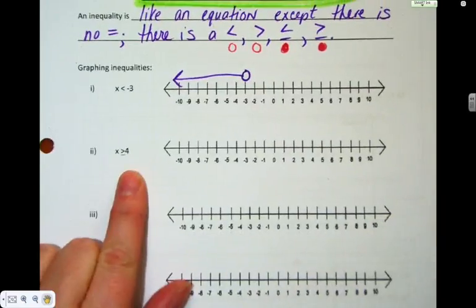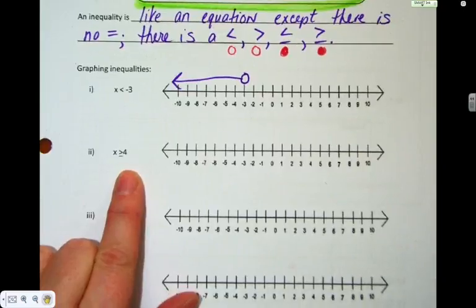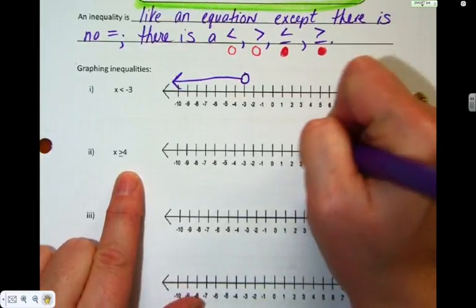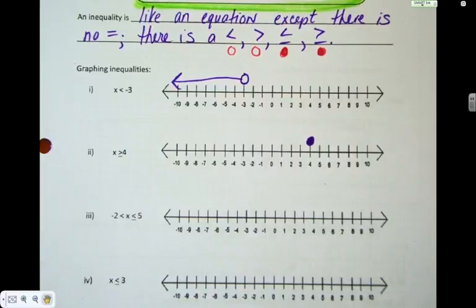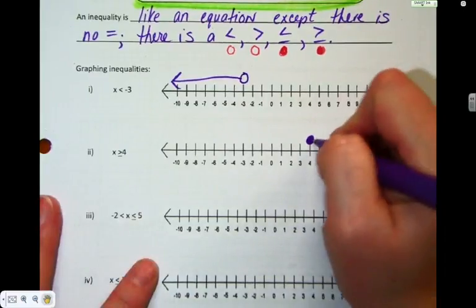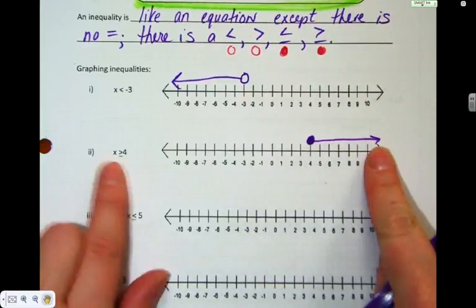So how would we graph this one? Well, we go to 4. We decide open dot or closed dot. Closed, why? Because it can include 4, and then we just have to point the arrow to the left or to the right? To the right. And again, the arrowhead matches the greater than symbol.